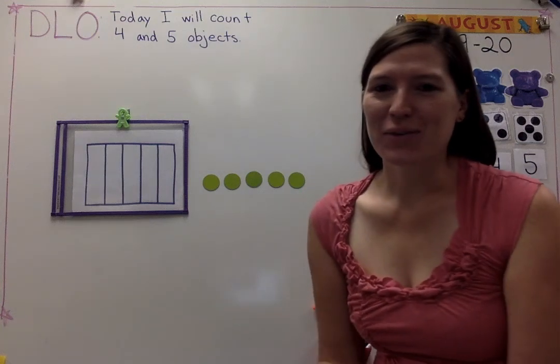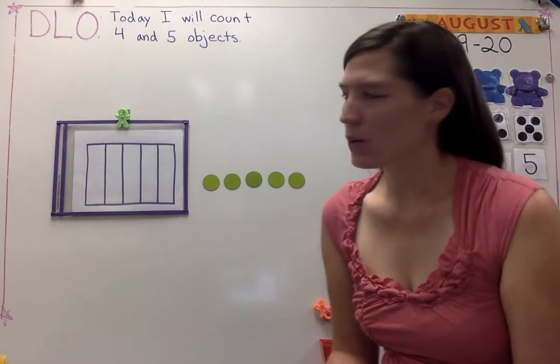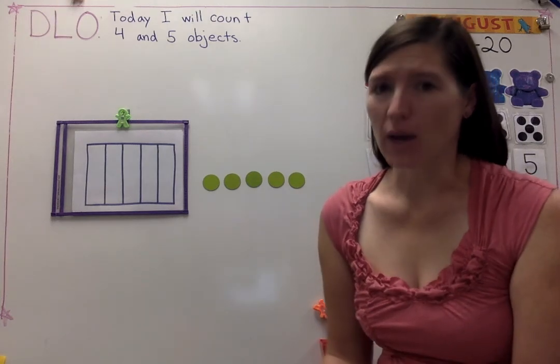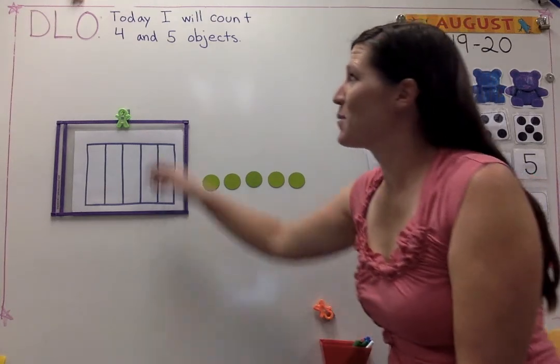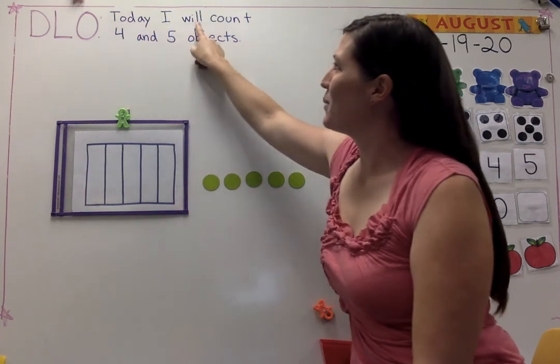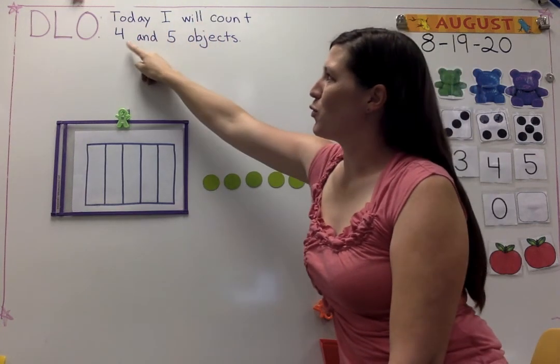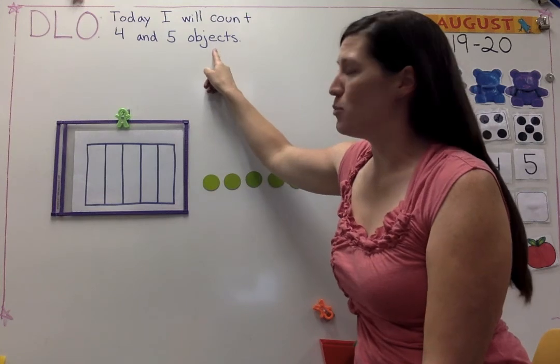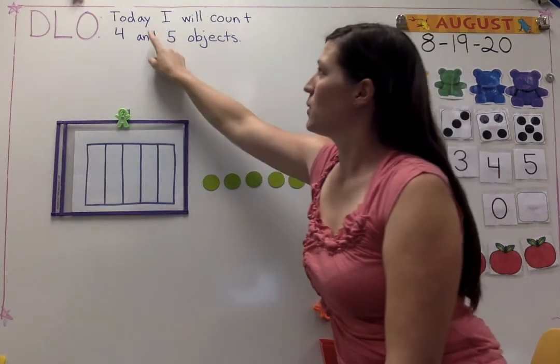Okay, let's start off with our math lesson now. We'll begin with our DLO, our daily learning objective. I'll read it first and then you'll read it with me. Today I will count 4 and 5 objects. Now read it with me.